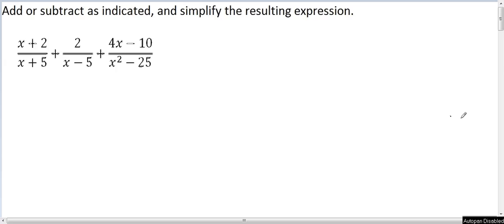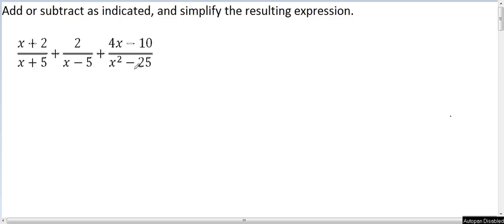Let's take a look at the example. We need to add or subtract as indicated and simplify the resulting expression. The three fractions that we're adding together here are x plus 2 divided by x plus 5, 2 divided by x minus 5, and 4x minus 10 divided by x squared minus 25.